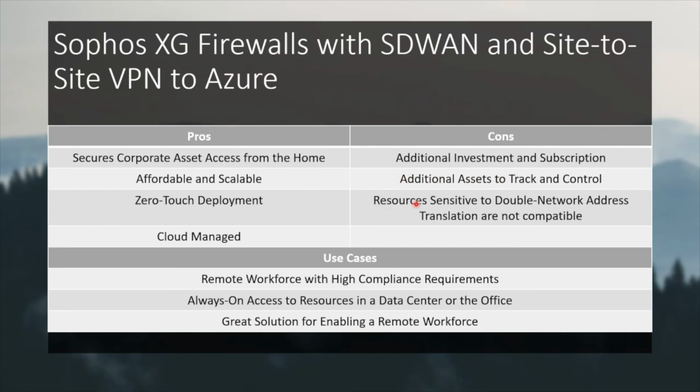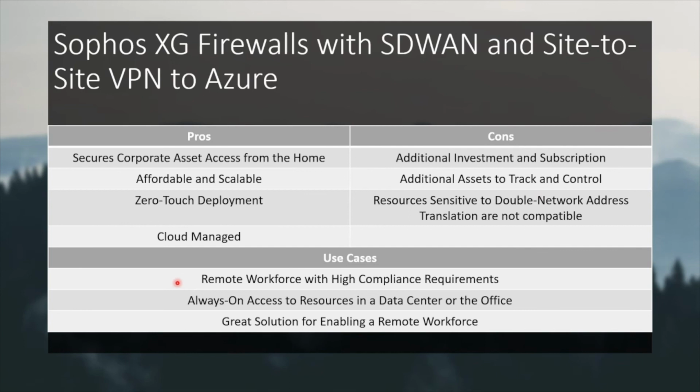And then any resources in your organization that are sensitive to being accessed by a device that came from a double NATted network, they're rare and few and far between, but that is something. If you've got technologies that can't survive being NATted more than once, that is, a private IP translated to public more than once, you're going to have some issues with this solution. But the use cases are tremendous.